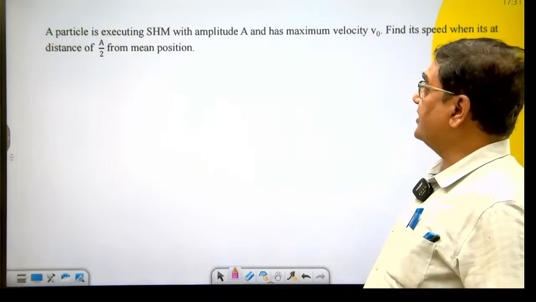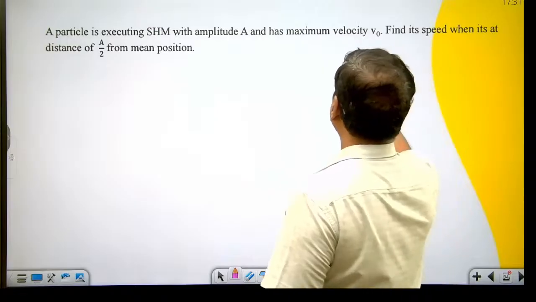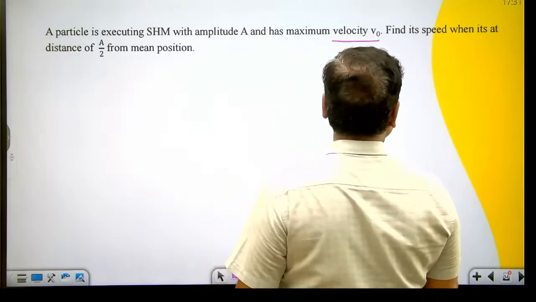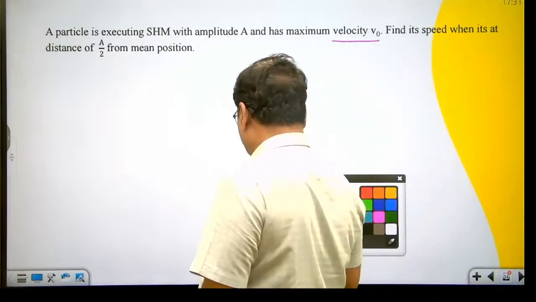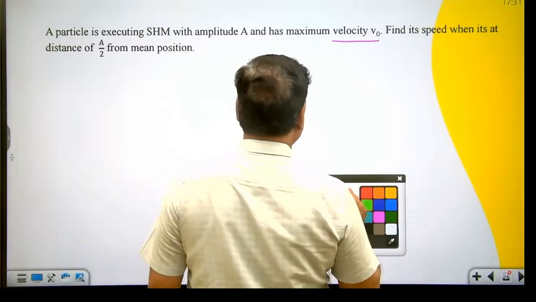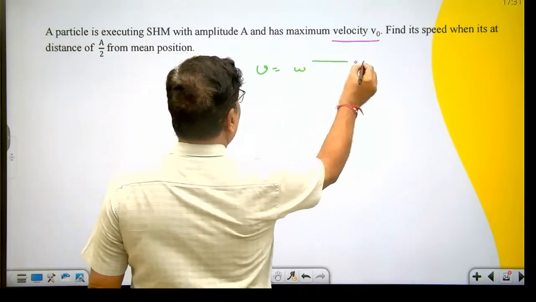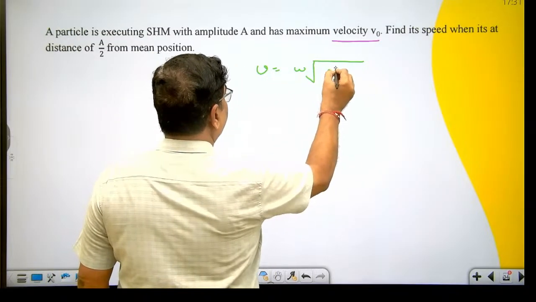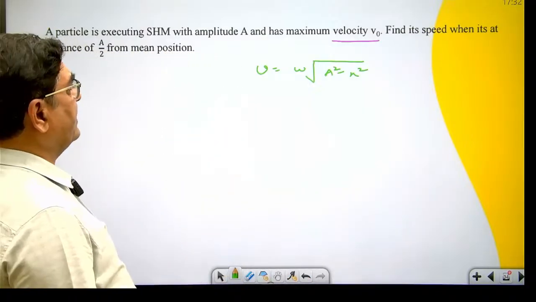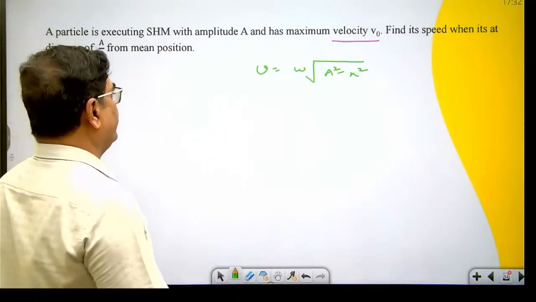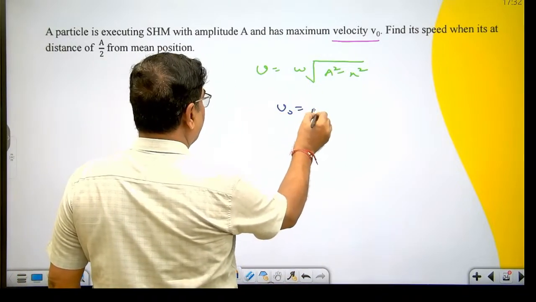A particle is executing SHM with amplitude A and has maximum velocity V0. Find its speed when it is at distance A by 2 from the mean position. Now we can use the relation of velocity with position. What is that relation? V equals omega root A square minus x square. With the help of this relation, we can find it. Maximum speed occurs at the mean position, that is given as V0. Dear student, maximum speed is A omega.